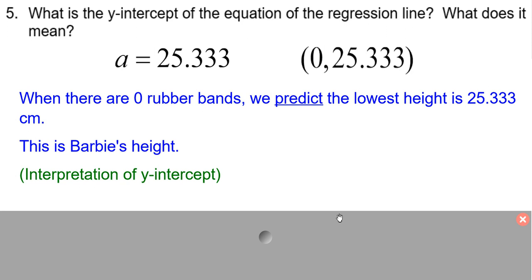Now, when I actually measured Barbie, according to our data set, her height was 25 centimeters. So there's a small difference, and that's to be expected because it's a line of fit. It's not a terrible difference in the residual, so we're not going to worry about it too much, but we know as we move further away from our data set, we have to take that into consideration.